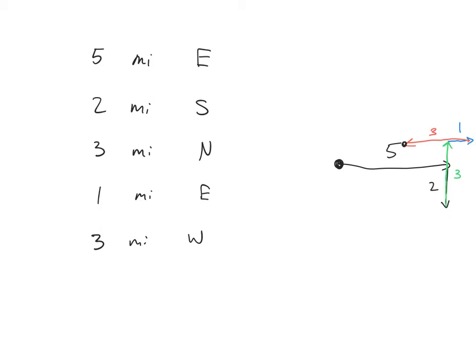And then here's my resultant. This first one is a 5, by the way. So go 5 east, go down 2 south, up 3 north, 1 east, 3 west, ending right here. There's my resultant. Can we figure out the dimensions of the triangle needed to find this resultant? We definitely can. What do you think, Joe?